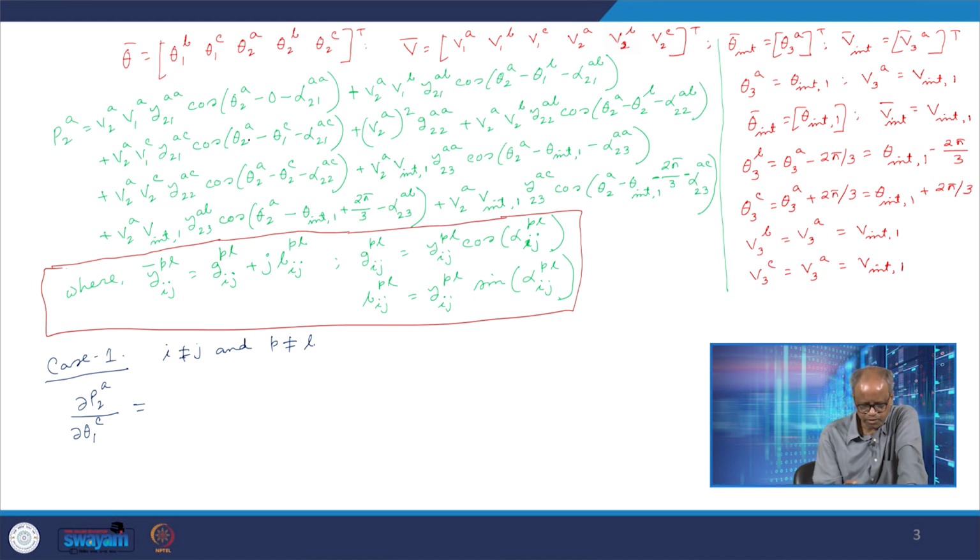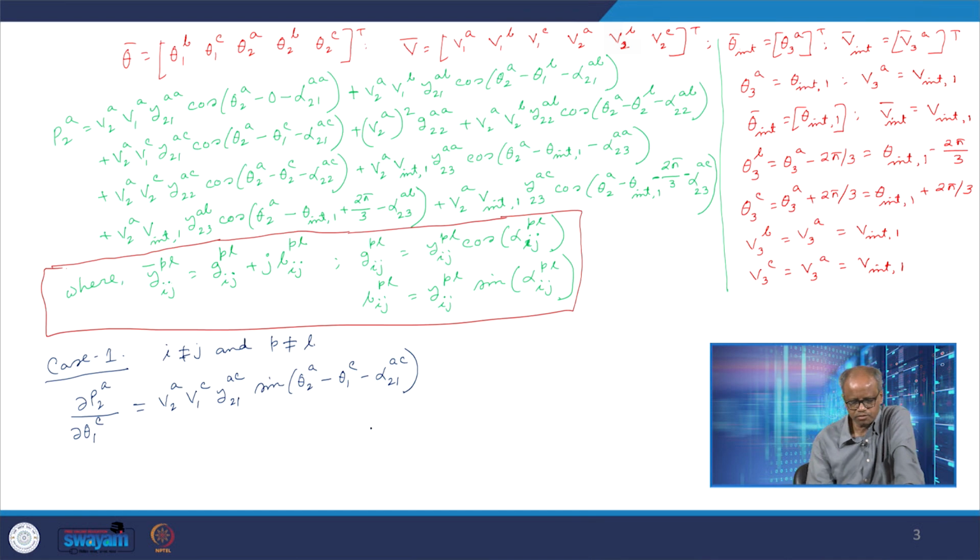So, therefore, if I take this partial derivative, it would be V2A V1C Y21AC sine (theta 2A minus theta 1C minus alpha 21AC), right. Cosine has a derivative of minus, and I have theta 1C also, which is another minus, so both minus signs become a plus. Similarly, if I do del P2A by del theta 1B, for example, then I will have V2A V1B Y21AB sine (theta 2A minus theta 1B minus alpha 21AB), right.